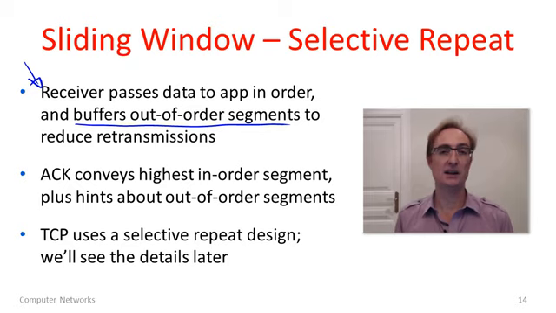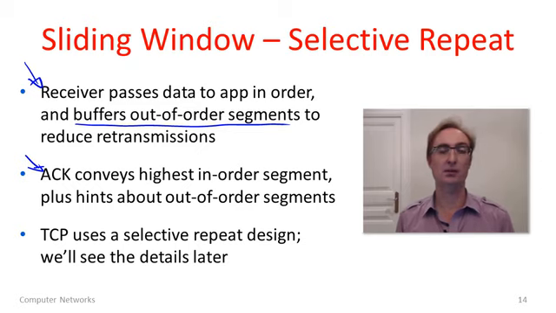So that way, when it later gets the segment that was missing, it will be able to send those segments up to the application in order. The ACK number we use is still going to convey the highest in-order segment that's received. So it's still like LAS. It's that bottom edge of the sliding window. Plus, depending on the variation, it's quite common to send hints about which out-of-order segments have or haven't arrived.